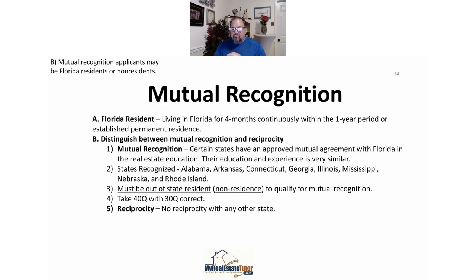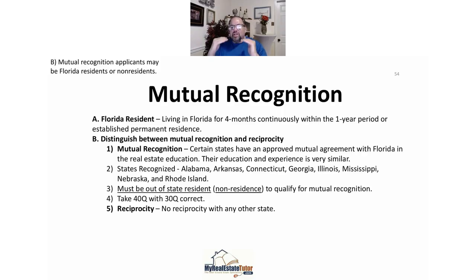Let me give you an example. Let's say you're based in Illinois and you're licensed in Illinois, Chicago, the Windy City. They do have a mutual agreement with Florida. Florida has a mutual agreement with Illinois, okay? But if you move and buy your home in Jacksonville and now you live there and you say, hey, I want to get licensed, but I'm going to go through the mutual recognition instead of sitting through all this 63-hour sales course, they're going to say, nope, you can't do it.